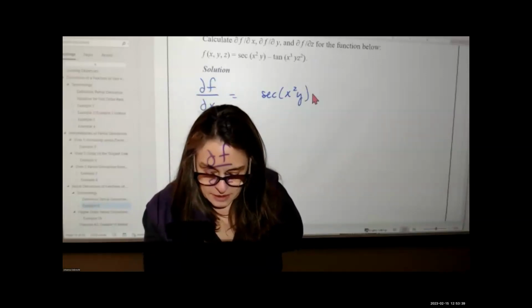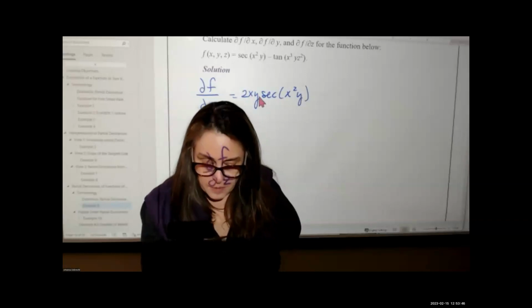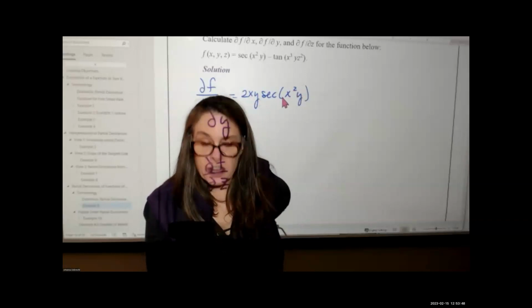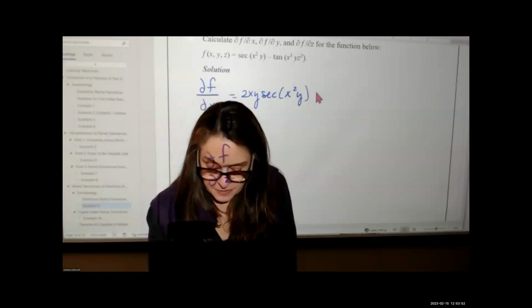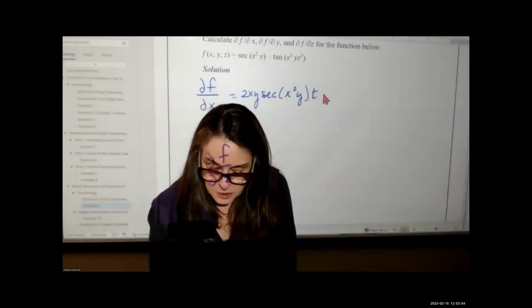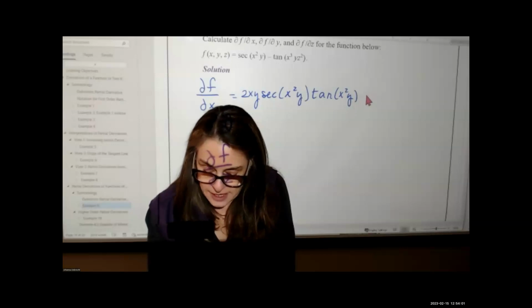So what would it be? Just times y then, or 2xy. 2xy. Yep, remember, take the power to the front, reduce the power by 1, and then multiply by what's left, right? So you have 2xy, secant of x squared y, tangent of x squared y. And then what about the second part?